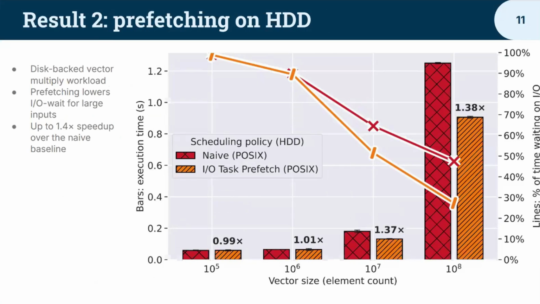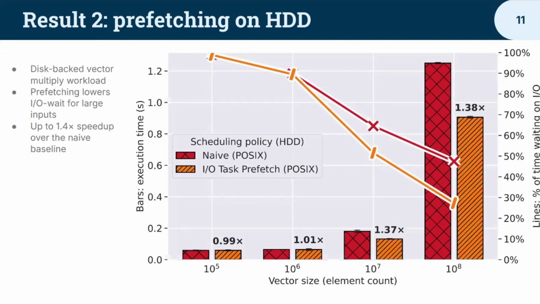This is the benchmark for the vector multiply with IO tests. Here we have the size of the vector. Here we have the end-to-end execution time. The bars are the execution time. I'll talk about the line later. As we increase the size of the vector, we can start getting some speedup to almost 1.4 times, because we are prefetching part of the array, making the last task start faster, reducing the overall compute time.